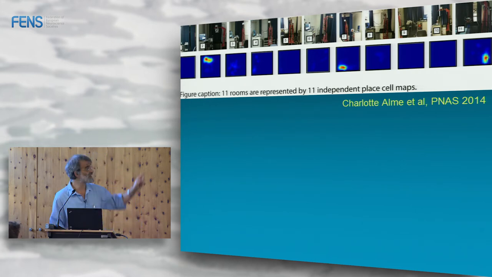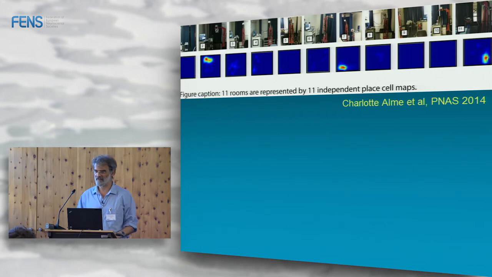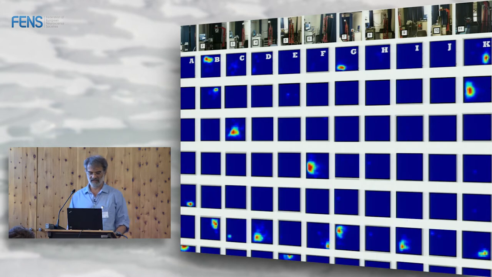But if you look at a cell in CA3, this is a typical cell, it may have a place field in a few of the rooms in unrelated positions, and in many of the rooms no place field. If you look at a larger sample of cells, there are cells that do not fire in any of the rooms. There are many cells that fire in one or two of the rooms. And there is a minority of cells that have a place field in several of the rooms. But even when they do, the place fields are in unrelated positions.